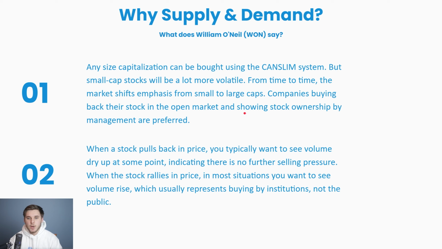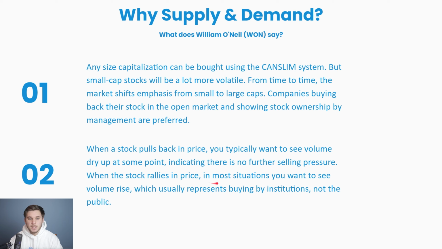And the second part of this, showing stock ownership by management, is preferred because it basically means that they have skin in the game and are more likely to work harder to benefit their shareholders because their own money is on the line. And number two here, O'Neill says, when a stock pulls back in price, you typically want to see volume dry up at some point, indicating there's no further selling pressure.